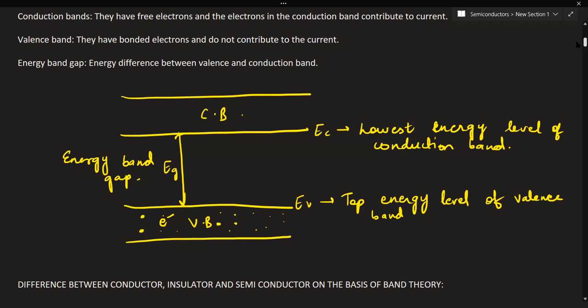And in case of insulators, the energy band gap is more than 3 electron volts, so there is no conduction. And is the conduction band completely filled? No, ma'am, it is empty. It is completely empty, whereas the valence band is completely filled with electrons.